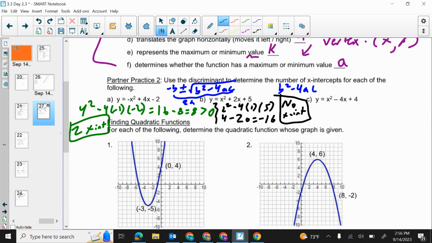The reason for that is you can't take the square root of a negative number, so this is never going to touch the x-axis. And then lastly, we're going to have negative 4 squared minus 4 times 1 times 4. Negative 4 squared is 16, minus 16. That equals 0. If it equals 0, there's one x-intercept.